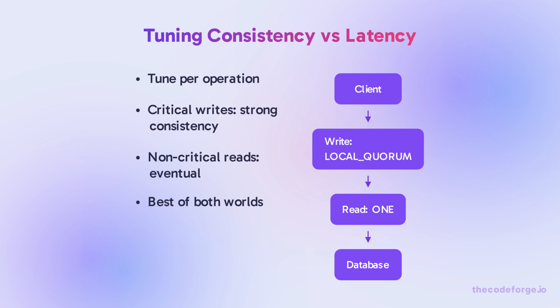You don't have to pick one PACELC class. Most databases let you tune consistency per operation. For a checkout service, use strong consistency for placing orders and eventual consistency for order history. This gives you the best trade-off.